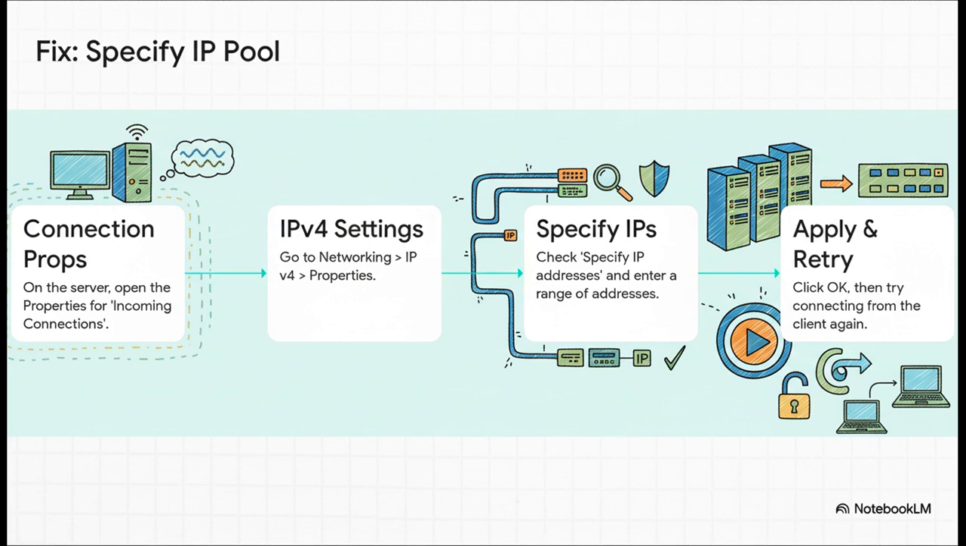Back on your server, go into the properties for those incoming connections again, go to the Networking tab, find IPv4, and click Properties. From there, just check the box for Specify IP addresses and give it a range, something just like the example here. This basically gives the server a little pool of addresses to hand out. Click OK, try connecting again, and you should be golden.